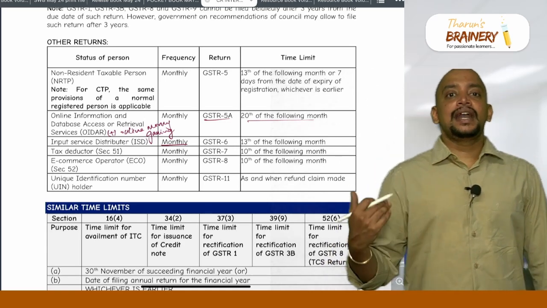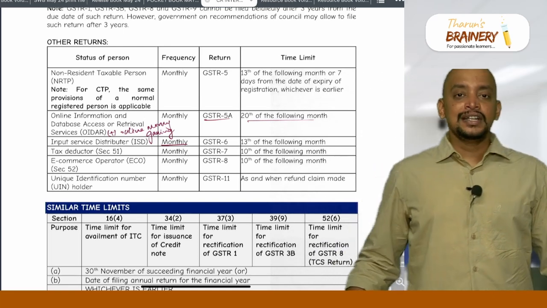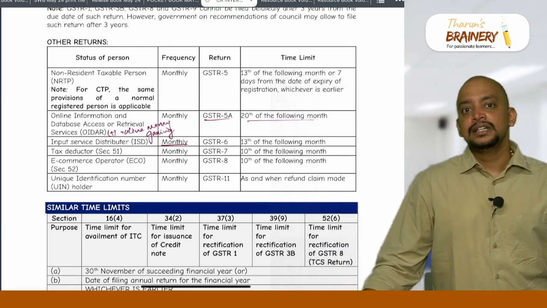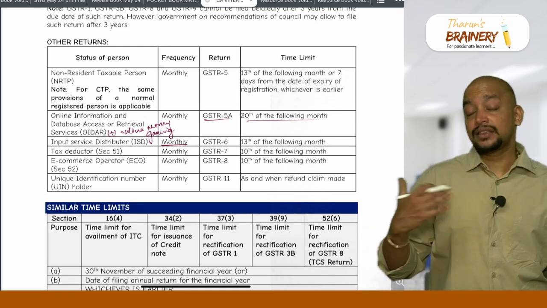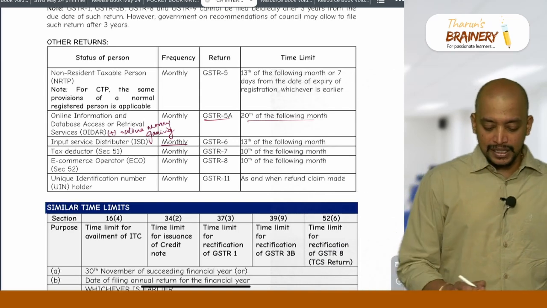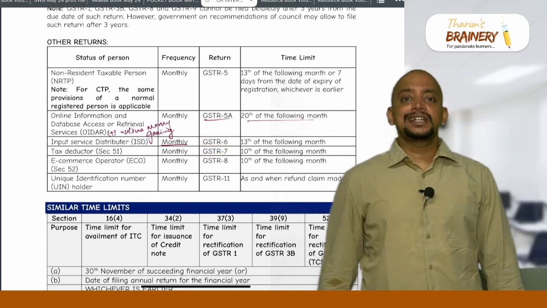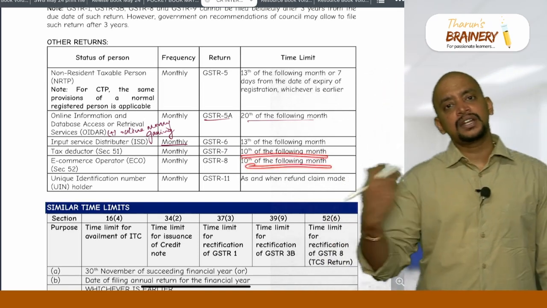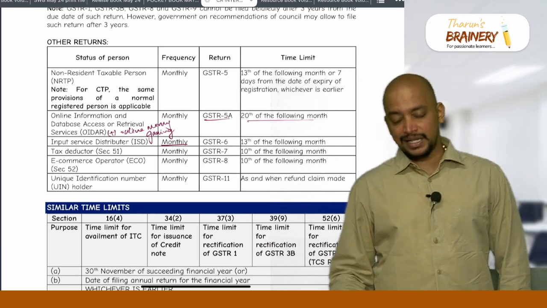Then 7 and 8. 7 and 8 are the returns to be filed by the TDS and TCS deductor. So TDS deductor files GSTR 7, TCS deductor files GSTR 8. GSTR 7 by 10th of the month following every month, 8 also by 10th of the month following every month. Okay, so that is the time limit for 7 and 8. Even the TDS and TCS have to be deposited by this time.